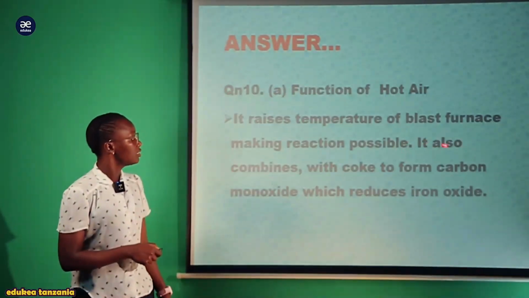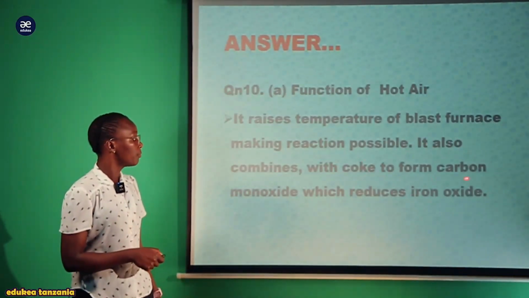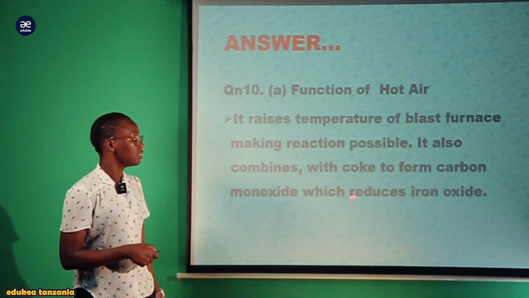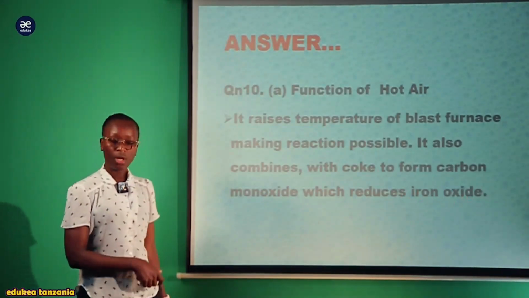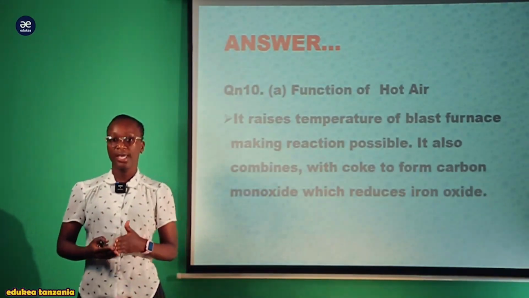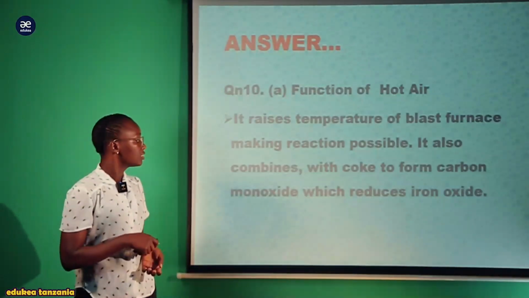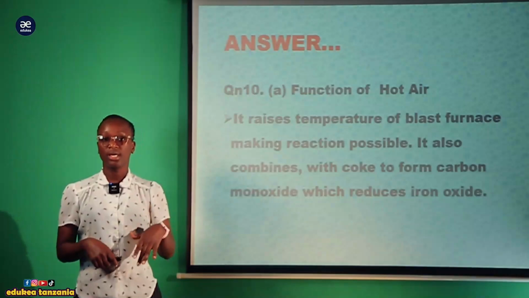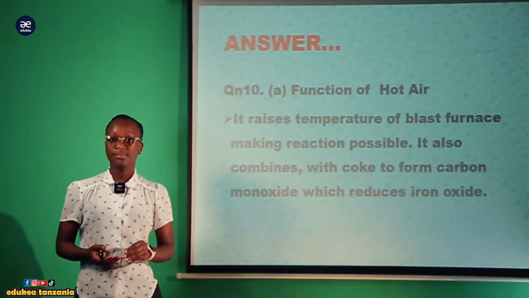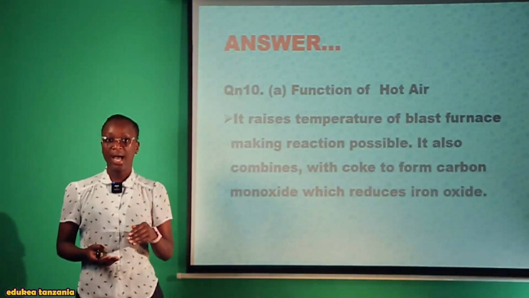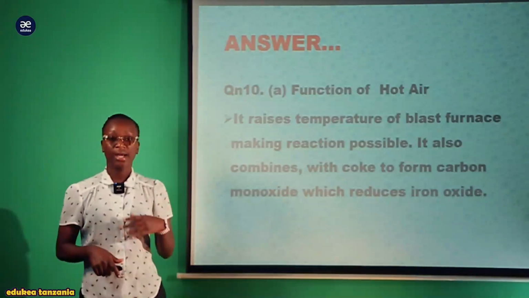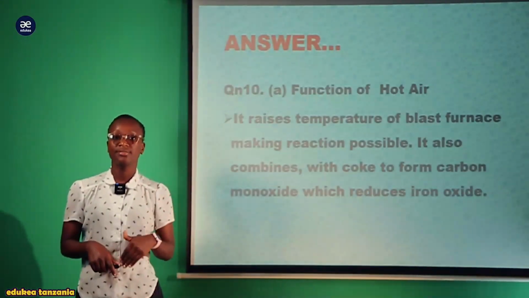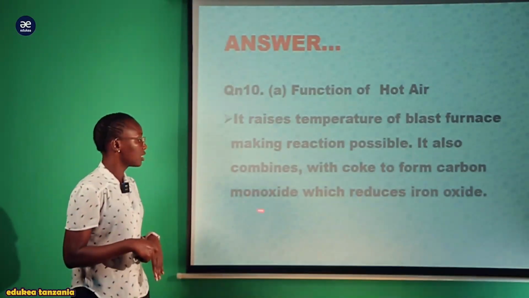But it also combines with the coke to form carbon monoxide, which reduces iron oxide. This hot air also combines with this coke. As we saw, the function of coke is to combine with this air to make carbon monoxide. So at the same time this hot air reacts with this coke. When it reacts with the coke that has entered the blast furnace, we therefore get carbon monoxide.